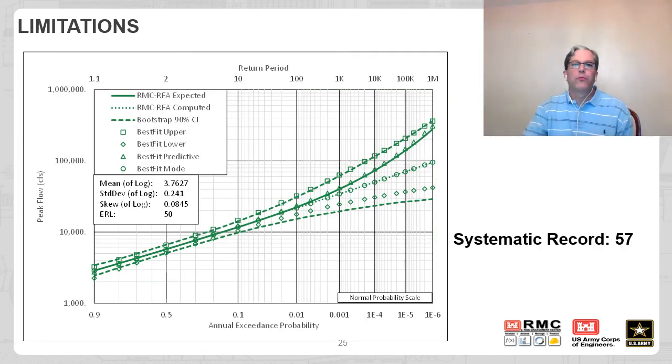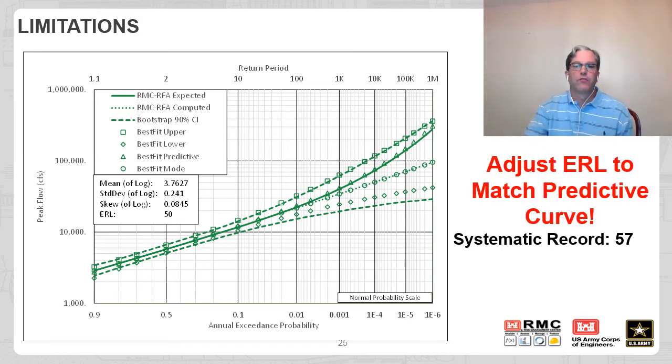So what adjustments might we consider to our effective record length estimate to achieve better agreement between the Best Fit results and the RFA results? In this example, we have manually adjusted the effective record length estimate using a guess and check approach until there is a good visual agreement between the Best Fit predictive curve and the RFA expected curve. We don't need to be very precise with this analysis. A visual check is usually going to be sufficient.